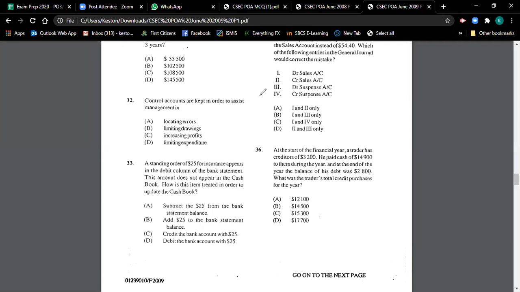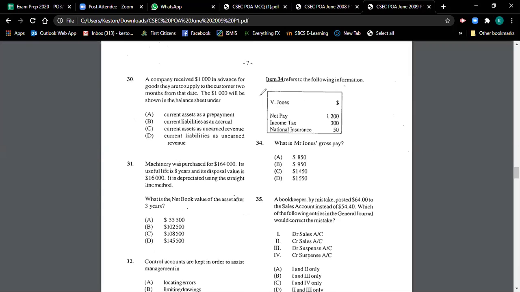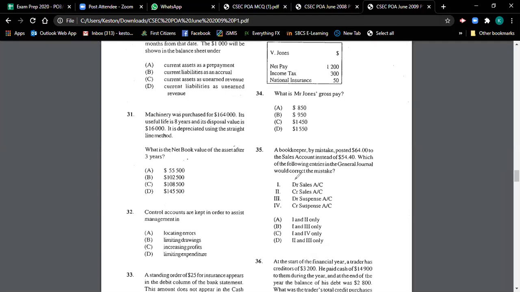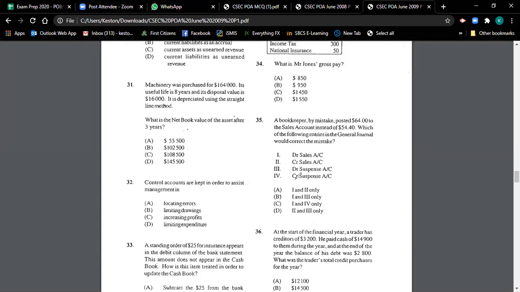34, what is Mr. Jones' gross pay? Gross pay is D, total of everything here. 1550. 35, a bookkeeper by mistake posted $64 to the sales account instead of $54.40. Which of the following entries in the general journal will correct the mistake? We have to D, 2 and 3.